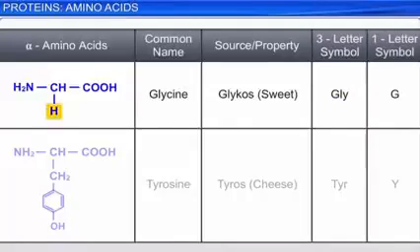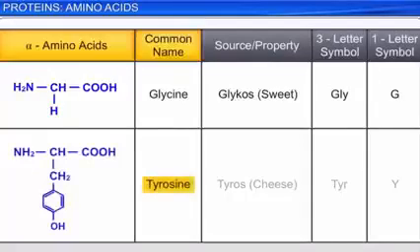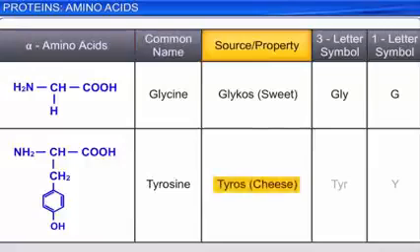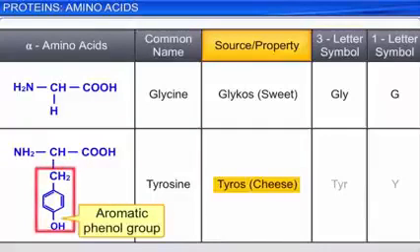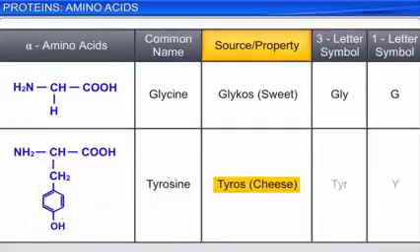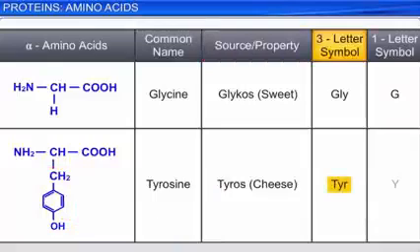The amino acid tyrosine was first obtained from cheese. Its name is derived from the Greek word tyros, which means cheese. The side chain for tyrosine contains an aromatic phenol group. It has the three-letter symbol TYR and its one-letter symbol is Y.